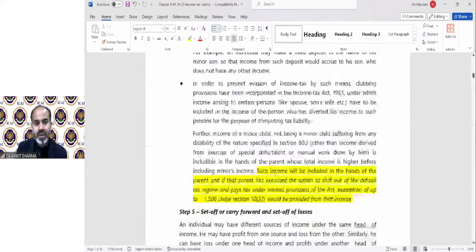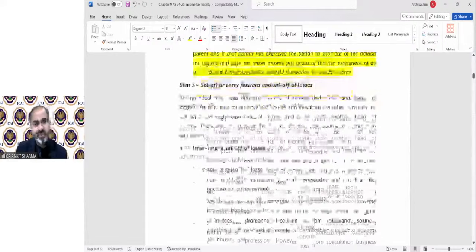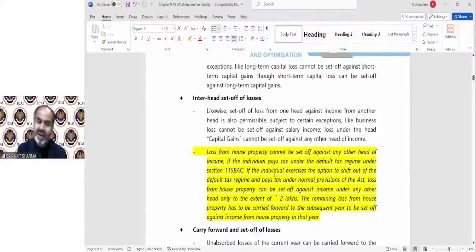Then set off and carry forward of losses, that is already discussed with you, of course. Step number 5, we have to do this: intra head set off and inter head set off. Intra head set off is when you set off your losses from the same head. And if you have some loss which is not set off under the intra head provision, then you can carry forward that loss to the other head to set off in the same previous year. That is called inter-head set-off.